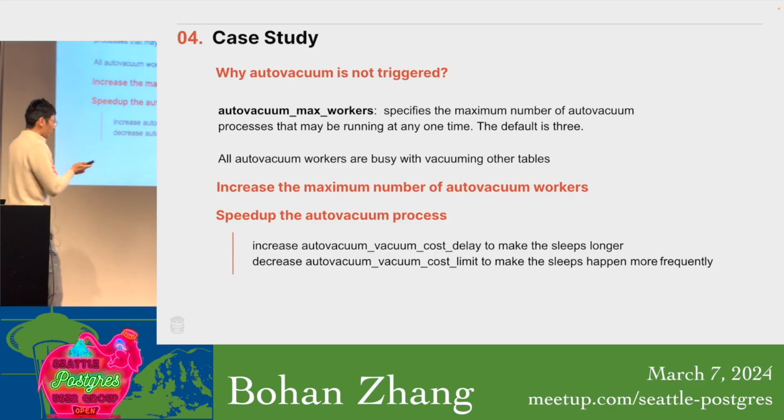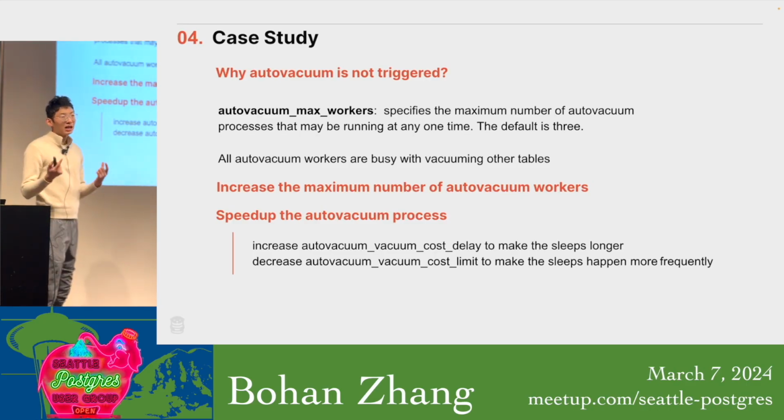There are 2 ways to solve this. The first one is that you can just increase this number. If you have more auto-vacuum workers, you have more chance to get vacuumed. Another one is that you can speed up the auto-vacuum process. If you run auto-vacuum faster than before, you have more free time to vacuum the table. There are some parameters to control the speed of the auto-vacuum process.